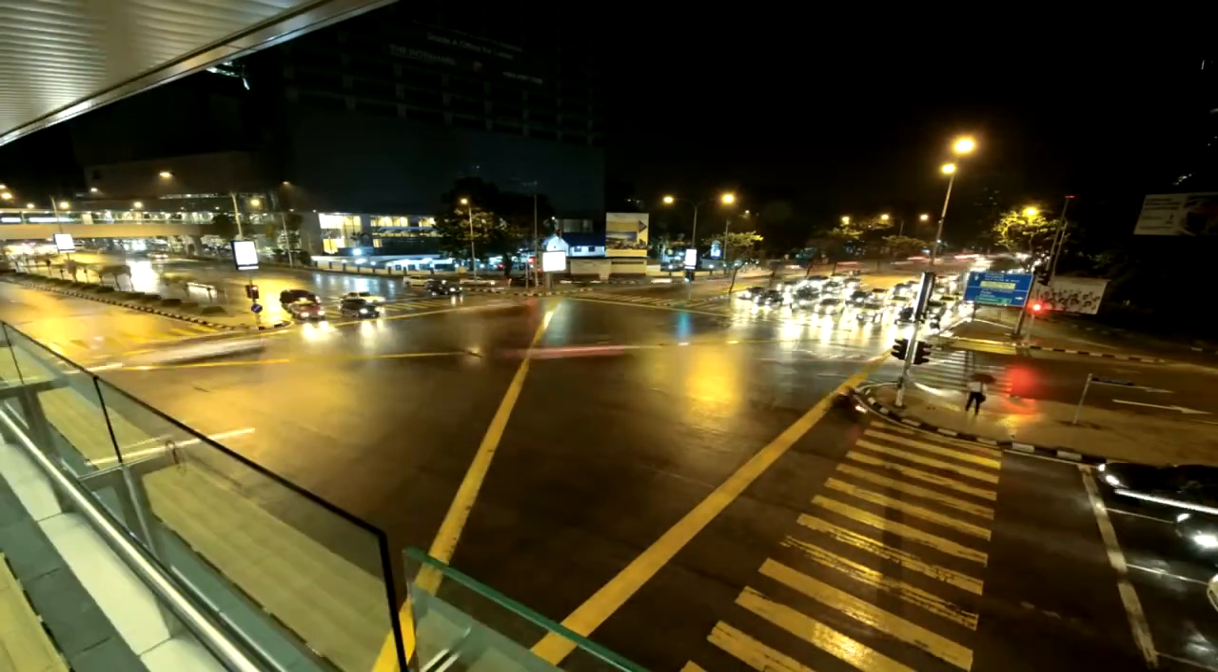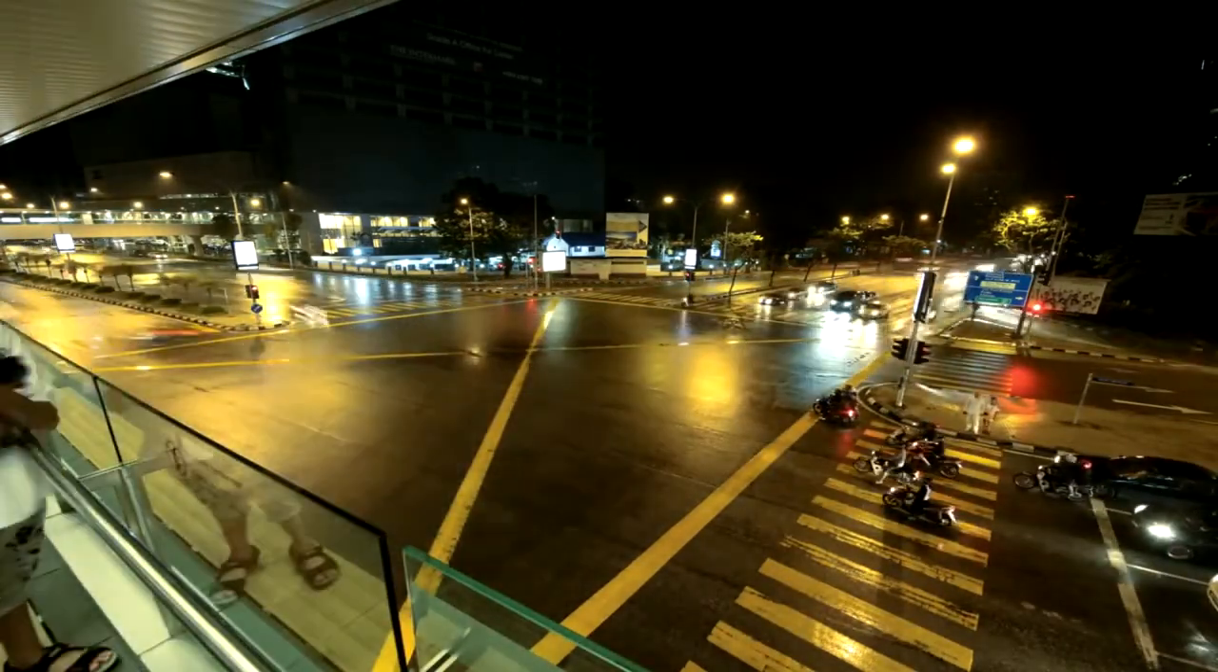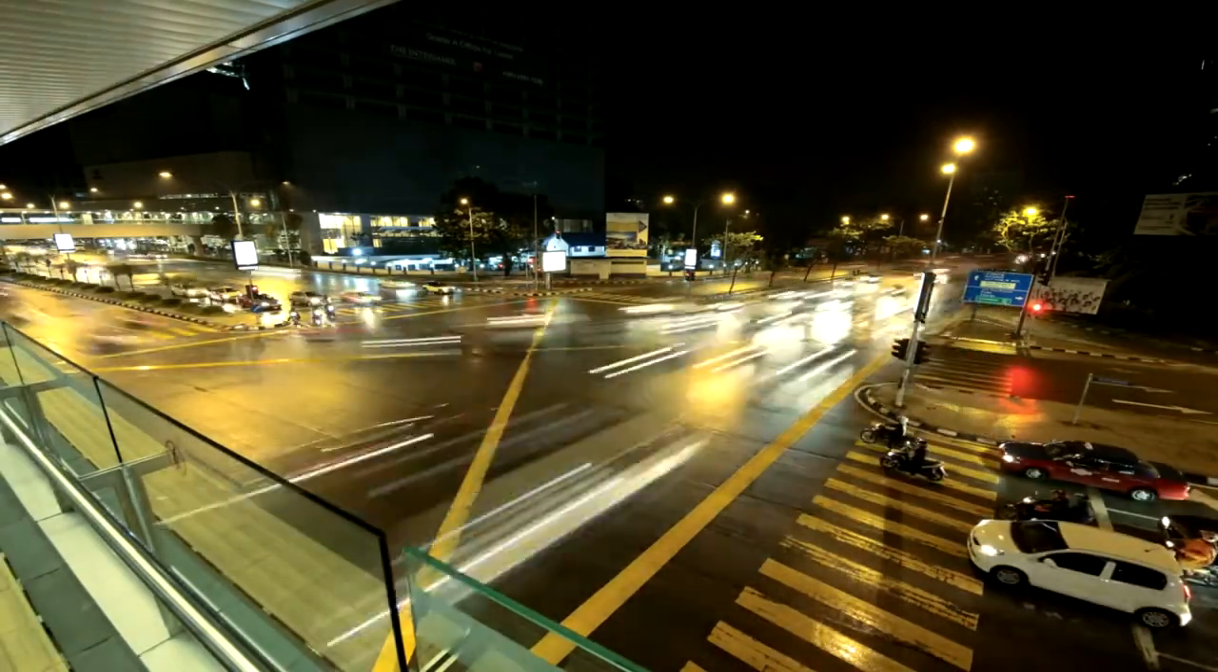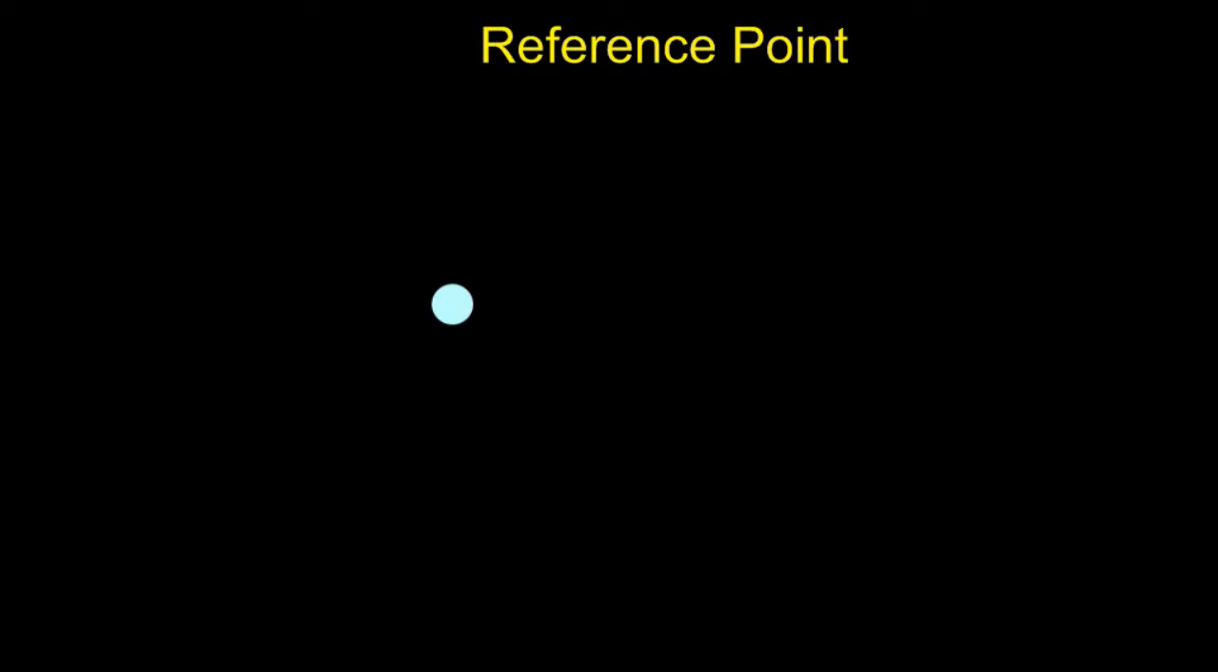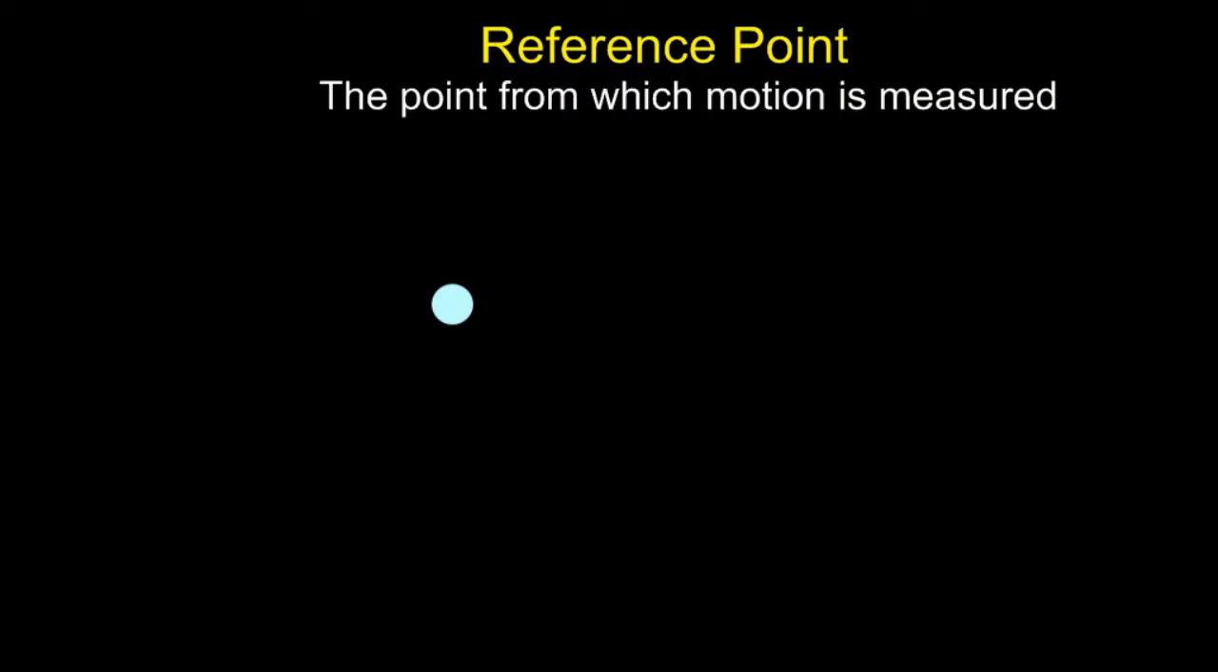Motion is all around us. So to understand motion, we need to understand the vocabulary of motion. Let's take a look. We have to start motion from somewhere. So let's put a point here. This point is called a reference point. And a reference point is simply the point from which we're going to measure all of our motion. That's pretty simple. You might want to write that down if you don't already have that.